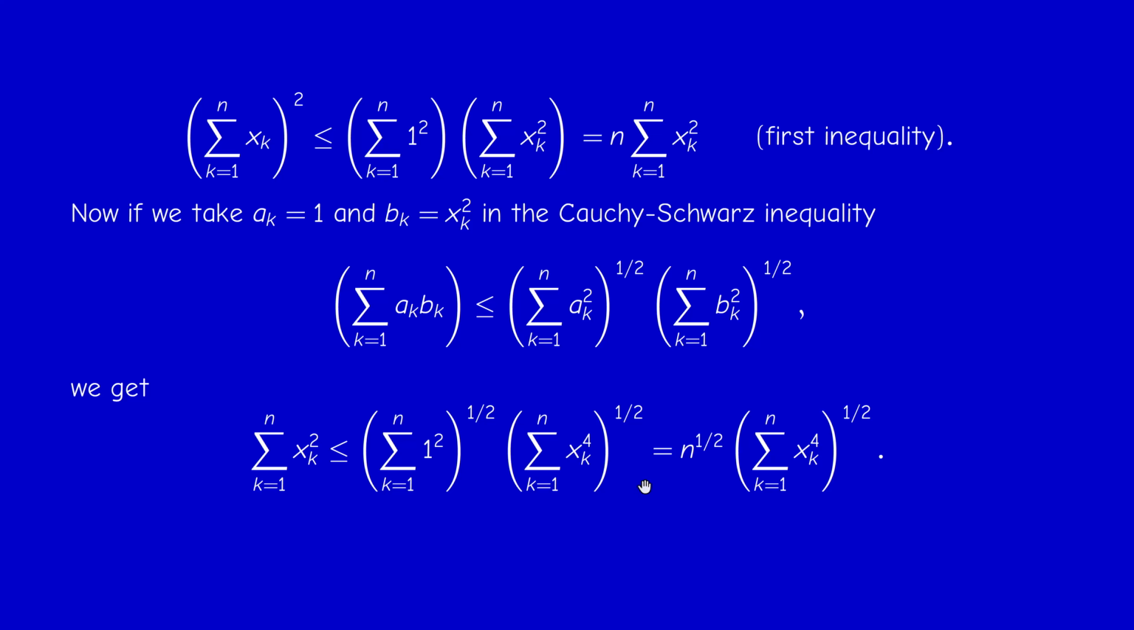And that's it. If we multiply this by n, we get n to the power 3/2. This is just the second inequality. So this is an easy consequence of Cauchy-Schwarz. So this concludes exercise 1.